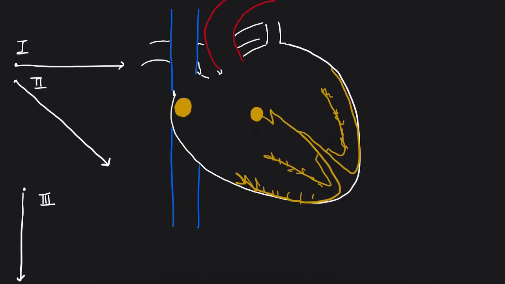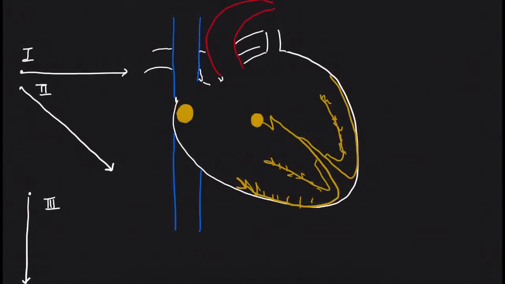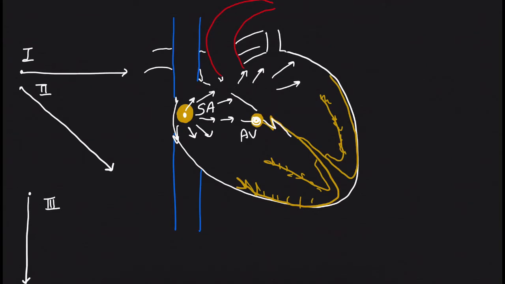Now we should know how the impulse originates, where it originates, and how it travels. It originates in the SA node, the sinoatrial node. Then the impulse transmits across the atria, depolarizing first the right atrium and then the left atrium. Then it reaches the AV node, which is still in the atrial part. Now the impulse goes to the bundle of His. From here it will start depolarizing the ventricles.